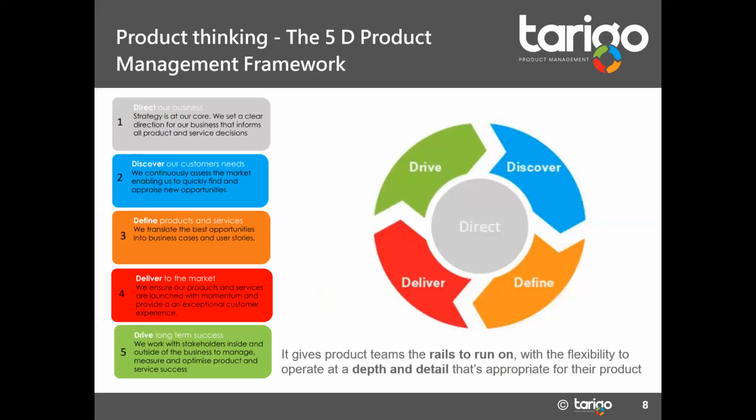Now, within Tarigo, we've got this structure, we call it the 5D product management framework. It's the heart of everything that we train and teach and embed. That direct piece is really at the heart of it. It's around how do we make strategy our core? How do we get really clear about the direction that we're going in?